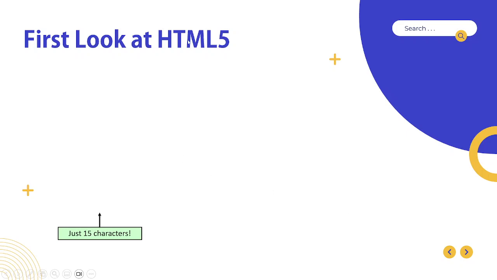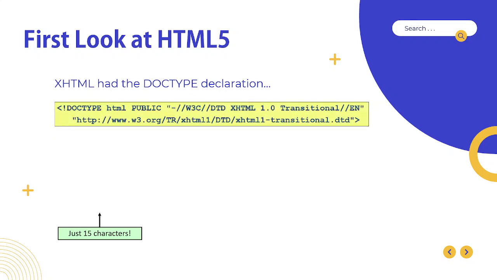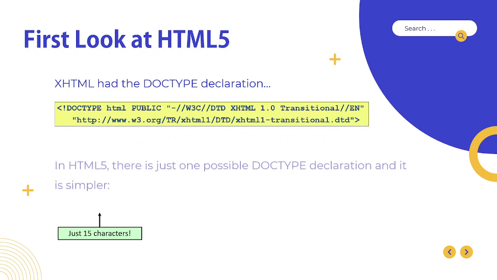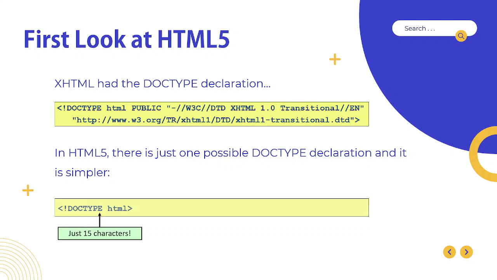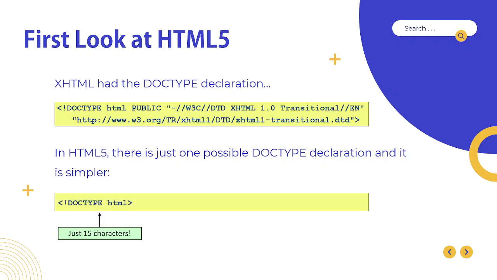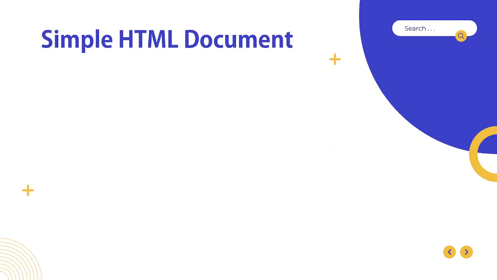So, a first look at HTML5. XHTML had a doctype declaration just like this, which is much longer. Rather than that, in HTML5 there is just one possible doctype declaration, and it is simpler. The declaration for the document type of HTML5 is just this one: less than symbol, exclamation mark, DOCTYPE, space, html, then greater than symbol. It is just 15 characters all in all.